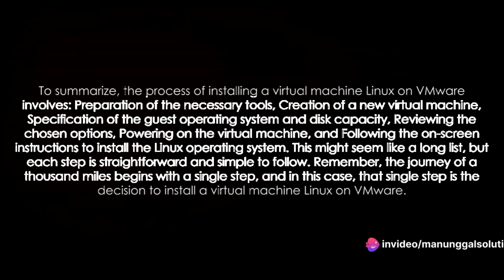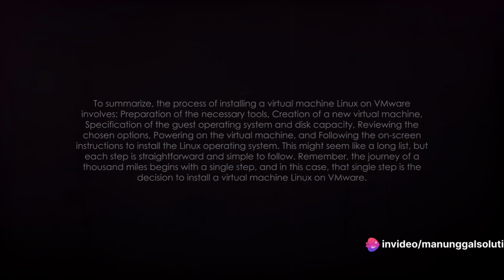To summarize, the process of installing a virtual machine Linux on VMware involves: 1. Preparation of the necessary tools. 2. Creation of a new virtual machine. 3. Specification of the guest operating system and disk capacity. 4. Reviewing the chosen options. 5. Powering on the virtual machine. And 6. Following the on-screen instructions to install the Linux operating system.